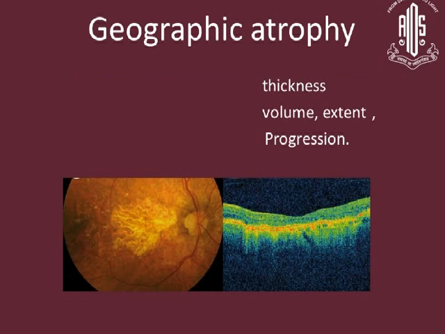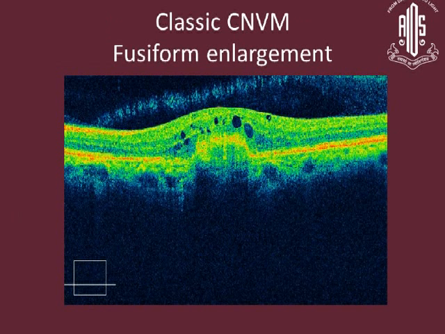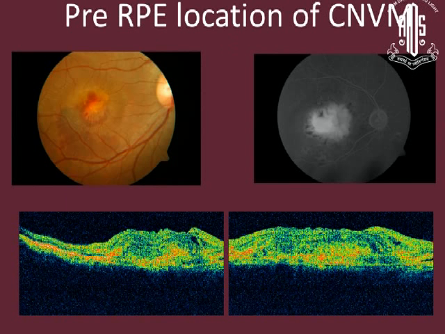And in geographic atrophy, we can assess the thickness, volume, extent, and progression of the area of geographic atrophy. And in exudative ARMD, we can point out the activity and extent. We can see the response, and we have to decide on the pre-treatment. And these are classical pictures of fusiform enlargement. There is a thickened hyperreflective RPE just on top of the RPE layer, with spaces which show edema.